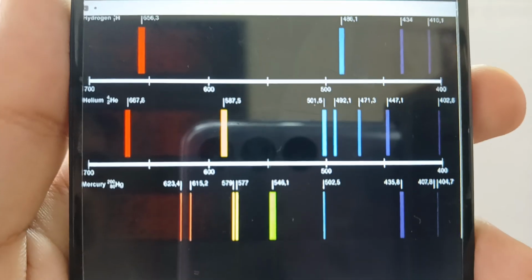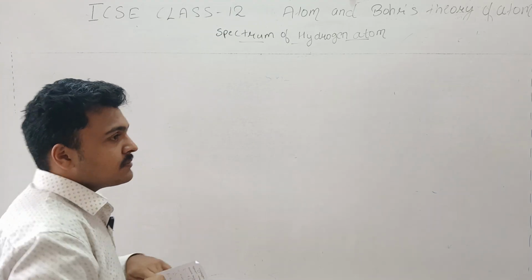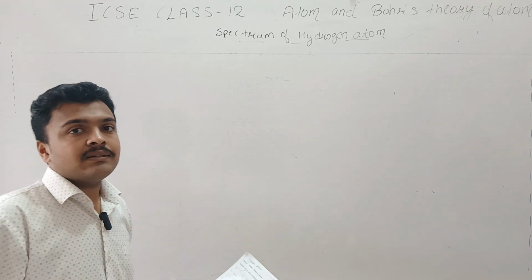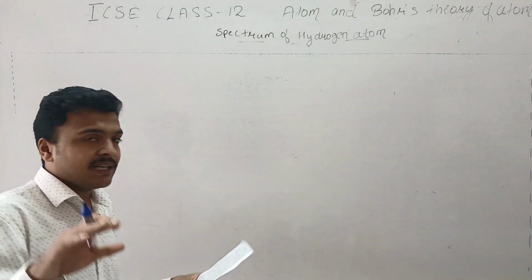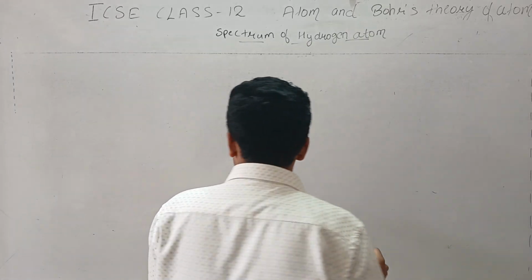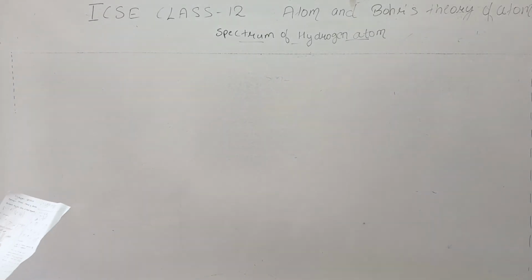So these are the different spectral lines we are obtaining on a black screen. Today we are going to study these spectral lines. What are these spectral lines? Like there were 7 colors in the spectrum of white light, we have the spectrum here of the hydrogen atom. We are going to study the spectrum of the hydrogen atom.